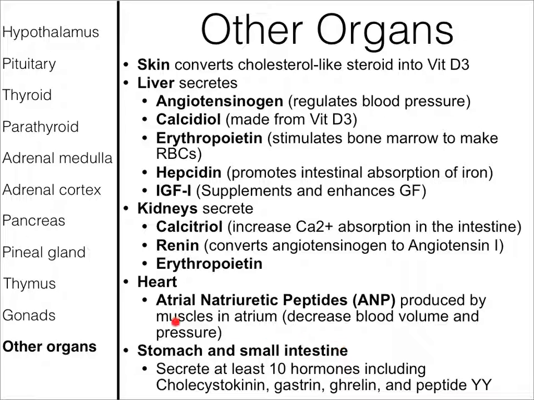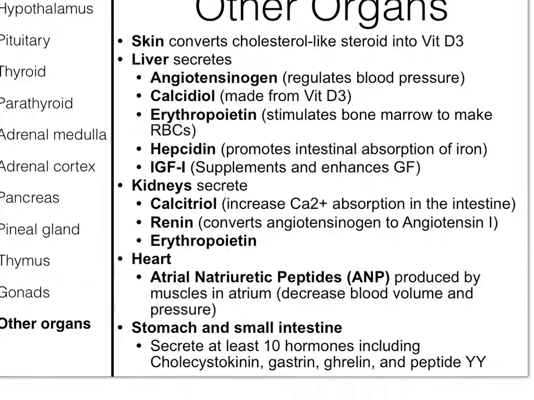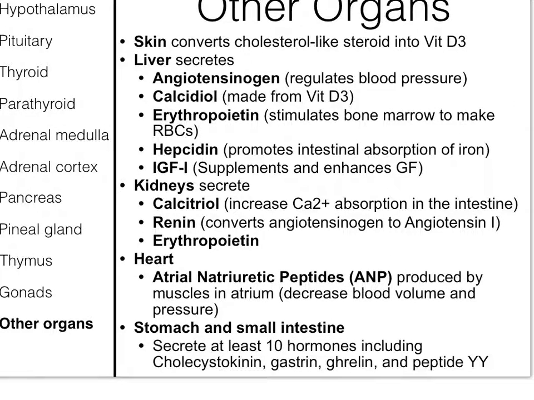Your stomach and small intestines secrete a whole host of hormones, including cholecystokinin, gastrin, ghrelin, peptide YY. These are all hormones that we're going to talk about when we talk about regulation of the digestive system.